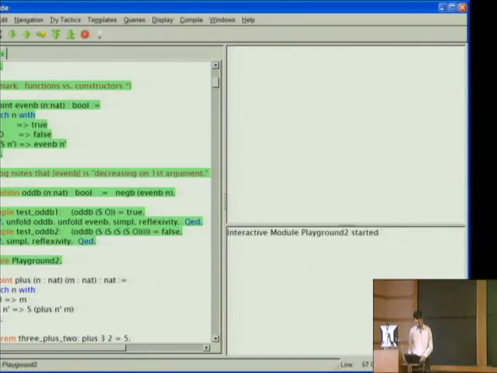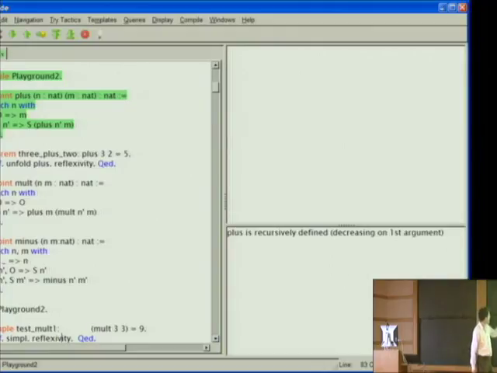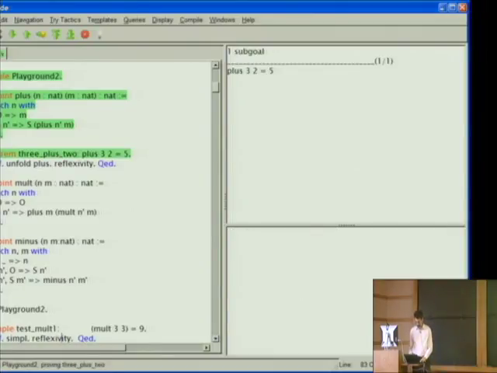OK, so now we can define some functions on natural numbers. Here's addition. So I want to do the plus of n and m. And if n is 0, return m. Otherwise, if n is successor of n prime, return the successor of the recursive call plus n prime and m. And now Coq remarks that plus is recursively defined decreasing on its first argument. So if it's decreasing on at least one of the arguments, then it must be well-founded and a total function. So we can prove the theorem that 3 plus 2 equals 5. If we unfold plus and do all the case analysis, it turns out to be that 5 equals 5, which we prove by reflexivity.